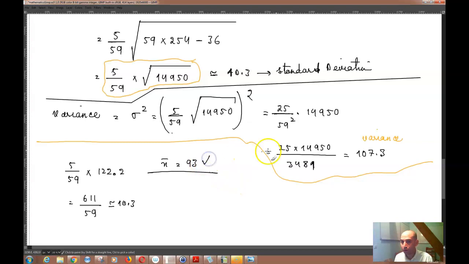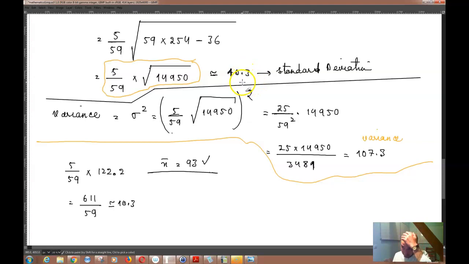93 is correct. 105.52, well, kind of. And then the other value was 10.3, I suppose. They got it as 10.27.